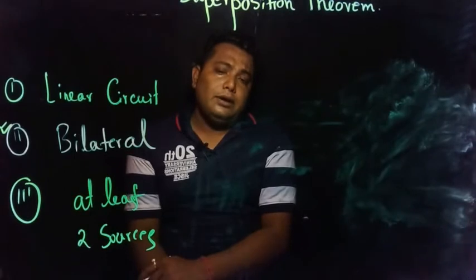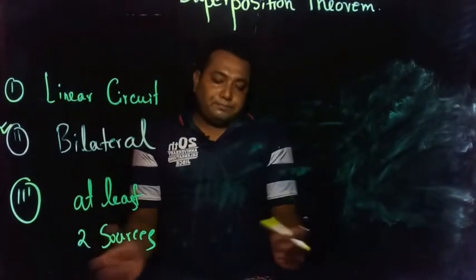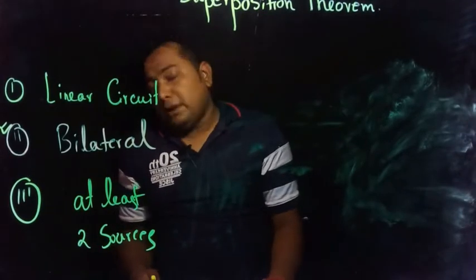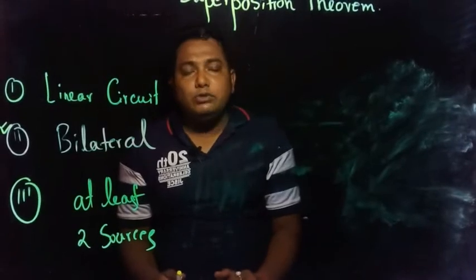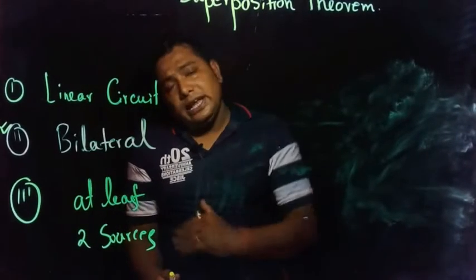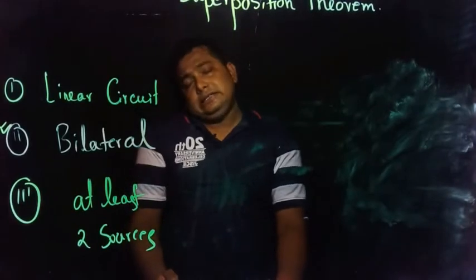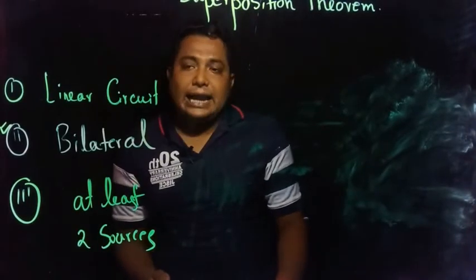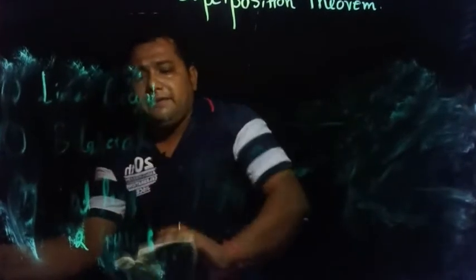If those conditions are satisfied, then only we can use the superposition theorem. So what are they? Linear circuit, that means the VI characteristics should be linear. Bilateral means current can flow in both directions, and the next one is that the circuit must contain at least two sources. Okay, so these are the three conditions we have.